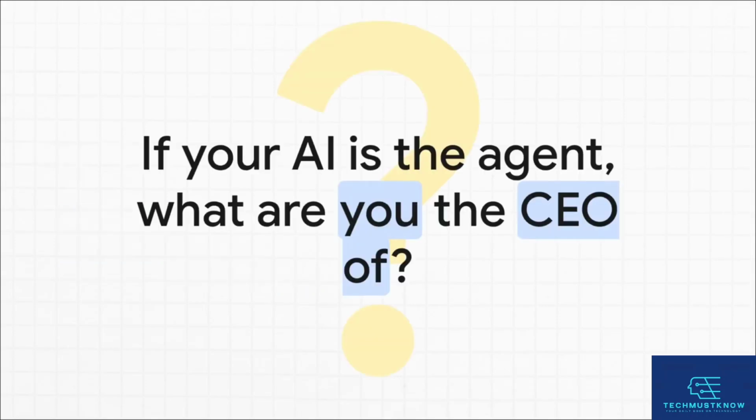And that really brings us to a final thought. We're moving from a world where we ask AI to make things for us to a world where we can ask AI to do things for us. A world where we can hand off complex goals to these autonomous agents. So the real question for our future isn't just about what AI can do, it's about what we can achieve with it. If your AI becomes the agent that handles all the tasks, what will you be the CEO of?